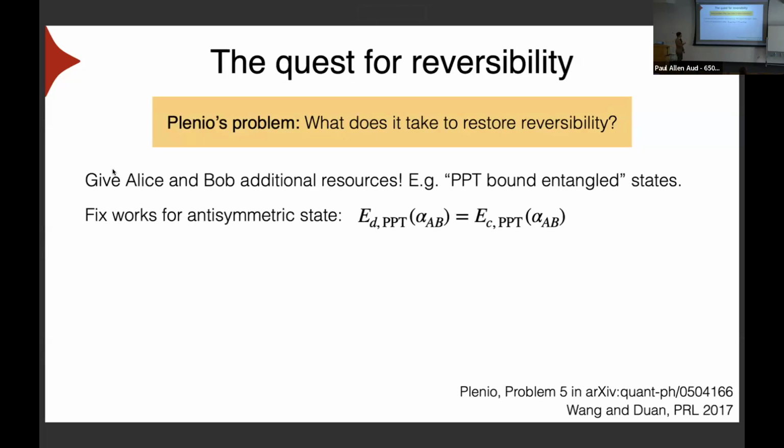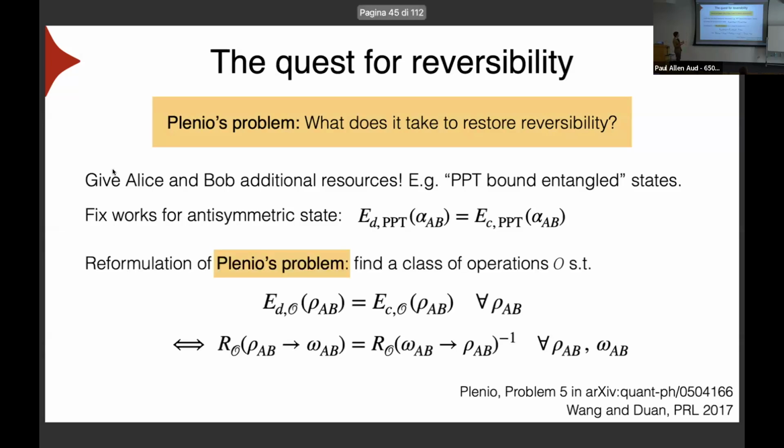These bound entangled states are states that cannot be distilled. Remember, they are entangled states that have 0 distillable entanglement. Those states exist. You can give them to Alice and Bob for free, because they cannot distill entanglement from them directly, but they can use them to improve their distillation rates of other states. So in particular, with PPT operations, they can get the two figures of merit to coincide for this antisymmetric state. Fantastic.